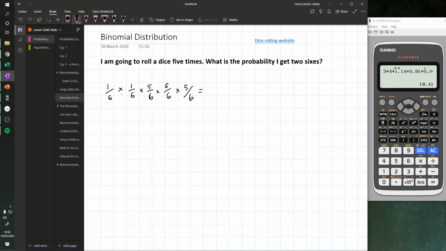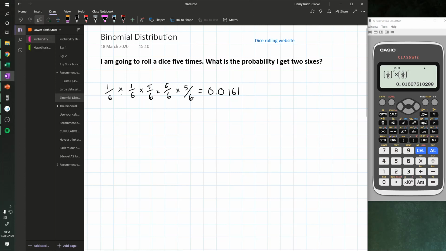And then we can think, what does this give us? So I'm going to do this in my calculator. I'm going to do 1 out of 6 to the power of 2, multiplied by 5 out of 6 to the power of 3, sorry, not 2. So that's going to give us this probability as a decimal. That gives me 0.0161.